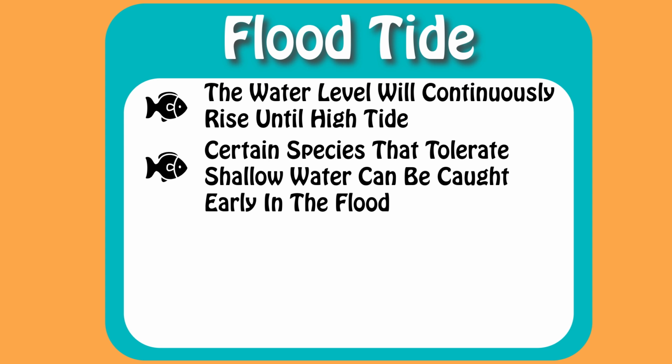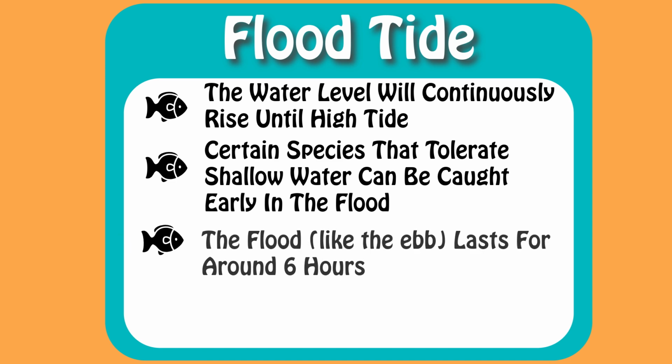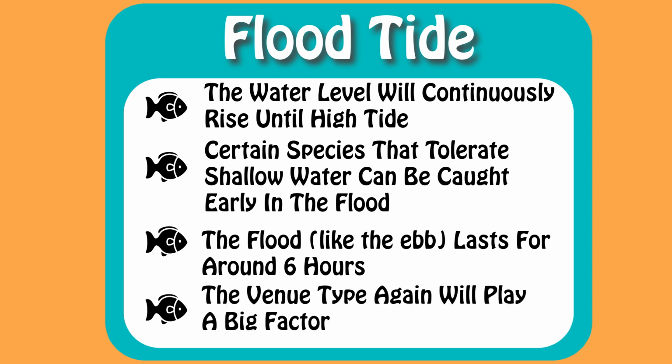These can include bass, which are confident and powerful swimmers, as well as species such as flatfish that have adapted and evolved to use the conditions. Again, researching individual species is the way to go. The timing of the flood tide is similar to the ebb, in that it will also last around 6 hours. The venue type again will play some part in whether certain species will be around.